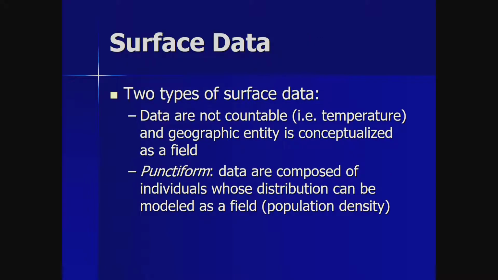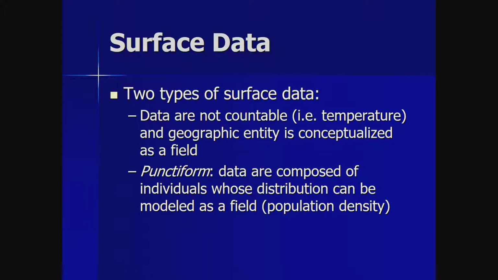We're going to focus on raster today. So I did mention that there are two types of data that we can turn into surfaces. One is data that is not countable. That's another way to say basically data that is already conceptualized as a field. In geography, sometimes we refer to different variables as features and fields. So field means that variable exists everywhere, and it changes everywhere you go.